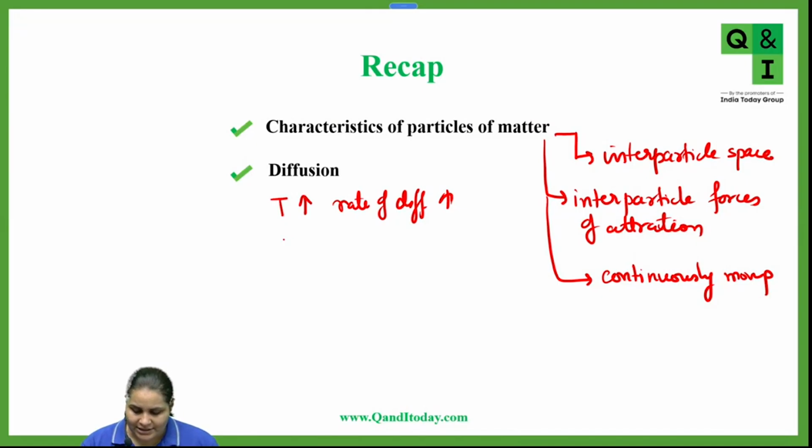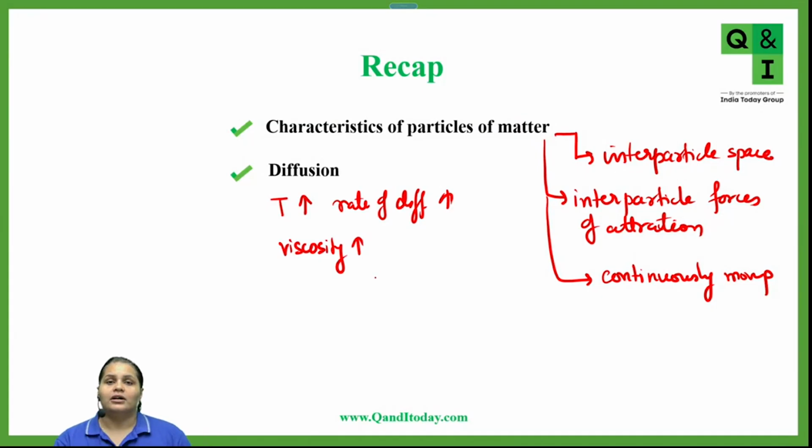Fine. The second thing we discussed: with an increase in the viscosity of the liquid, what happened? Does the rate of diffusion increase or decrease? Come on, guys. We actually did this activity in the last session. So this is what happens when we don't revise. The rate of diffusion decreases with an increase in viscosity. Understood? Is it clear now?